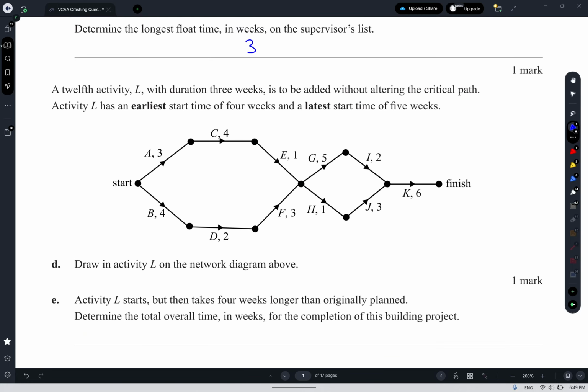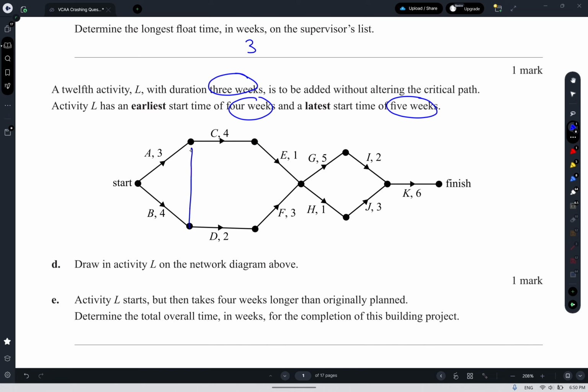A 12th activity L with duration 3 weeks is to be added without altering the critical path. Activity L has an EST of 4 and an LST of 5. Draw activity L. An EST of 4 is going to correspond to this location right here. Then we've got to figure out where the activity goes. Whether it goes there, or maybe even there, or elsewhere. The latest possible time we can start the activity is 5 weeks, and it has a duration of 3 weeks. So EST is 4, LST is 5, duration is 3.